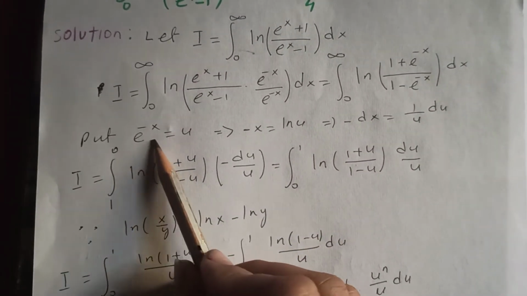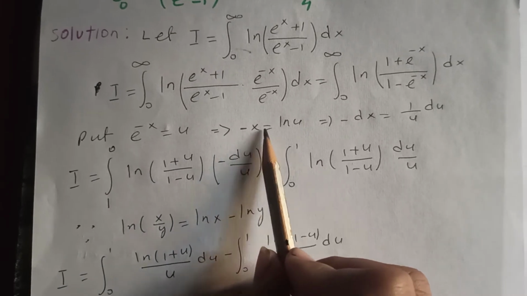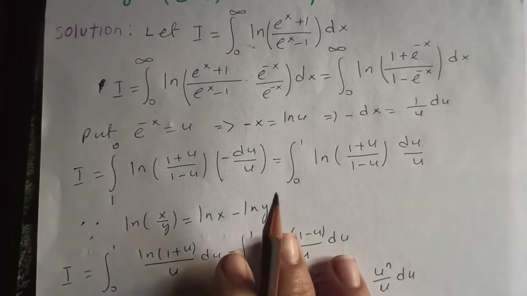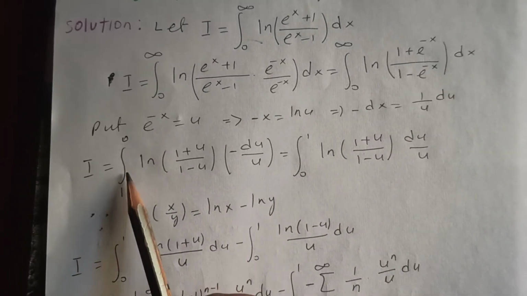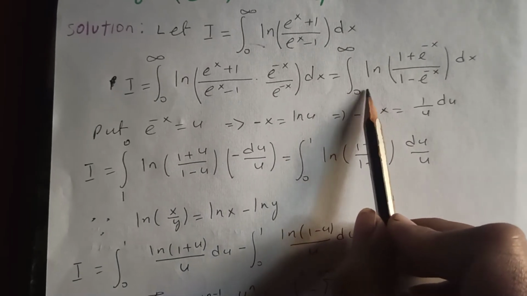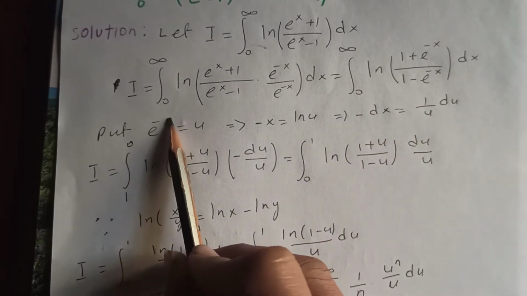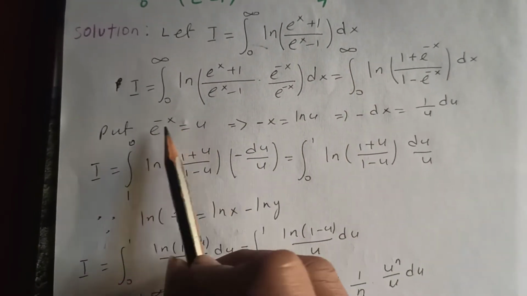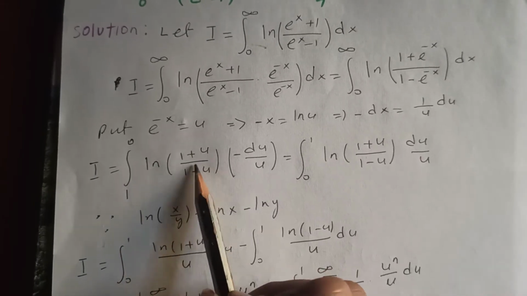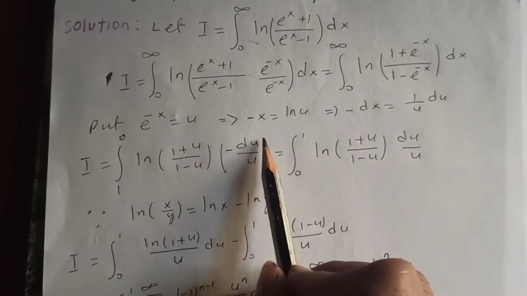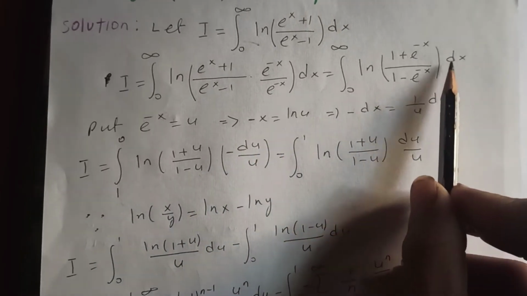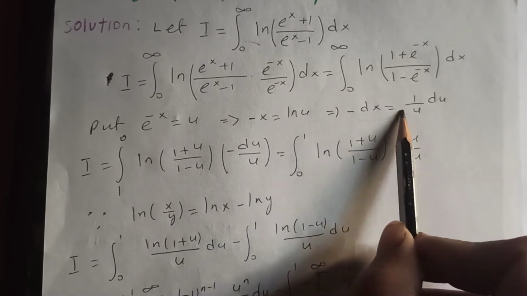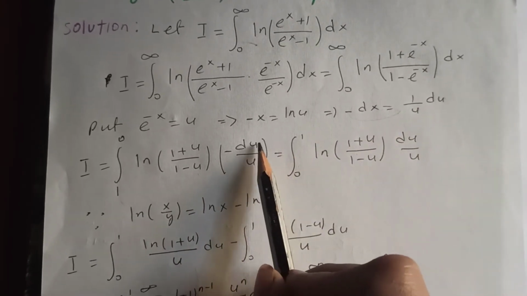Now putting e^(-x) equal to u, which implies that negative x is log u, which gives negative dx is 1 over u du. So the integral I, when x is 0, u will be 1. When x is infinity, u will be 0. So log of (1 + u)/(1 - u) into minus du by u, right? e^(-x) is u, and dx is negative 1 by u du.